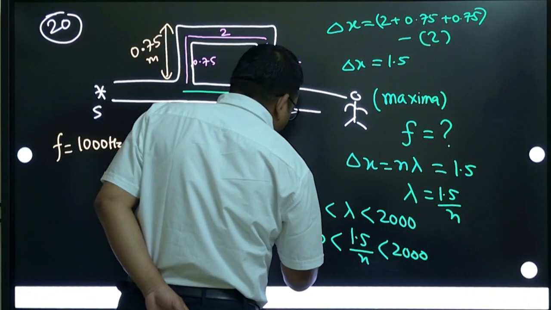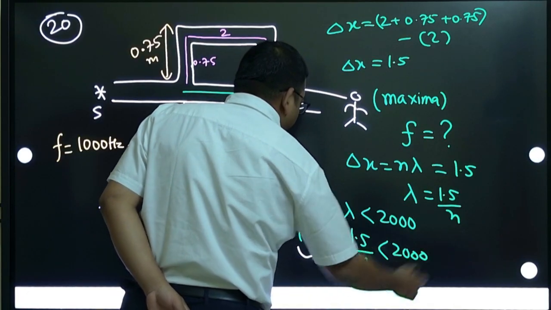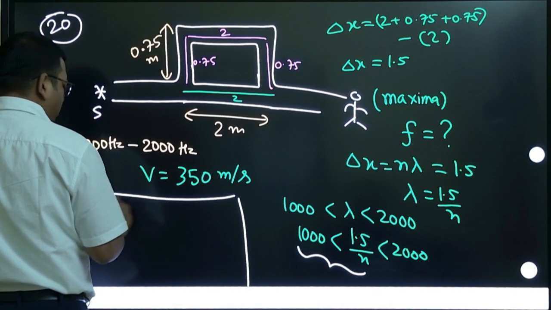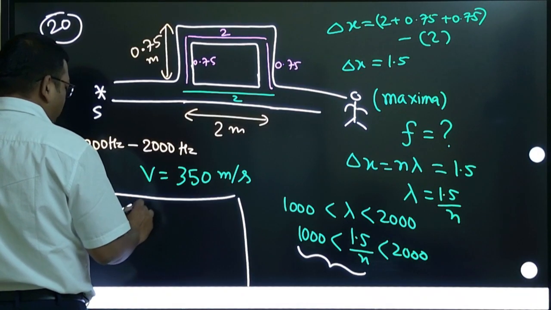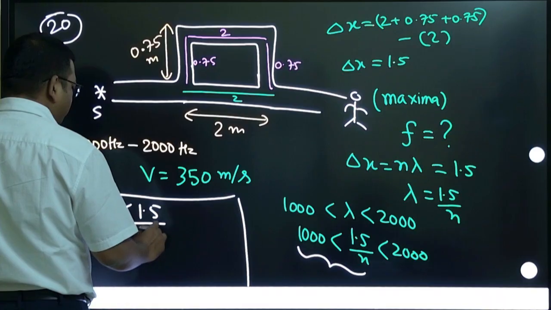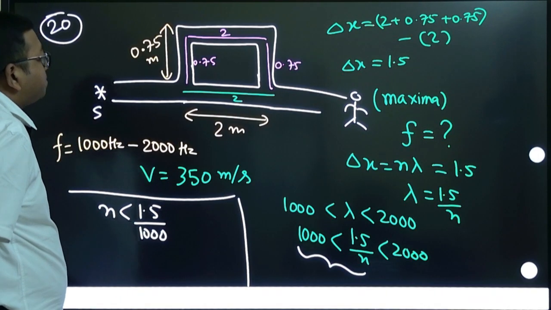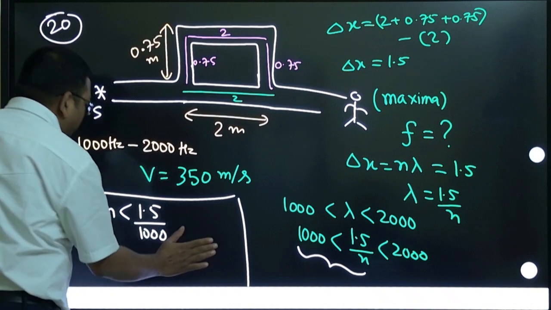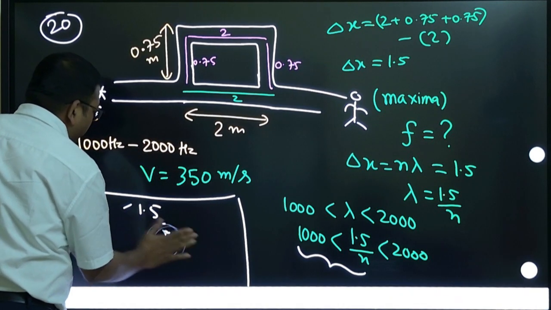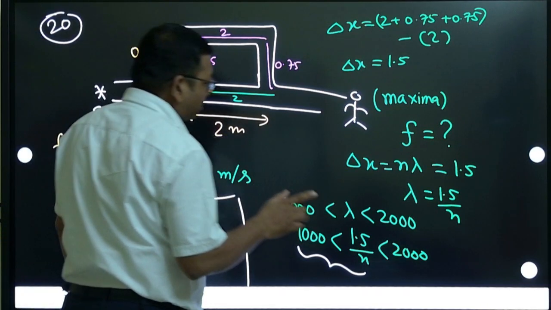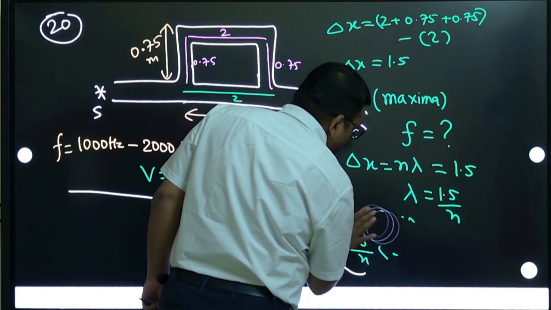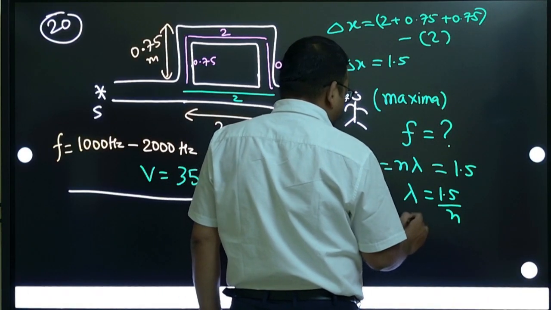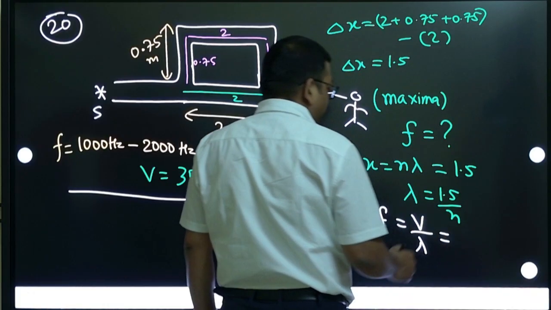Suppose I choose this condition. You can choose either the left side condition or the right side. Suppose I choose the left side condition, then n will come this side. It will become 1.5 by 1000. No, this is not the lambda condition, it is the frequency condition. So lambda is this. What is frequency then? Frequency is speed by lambda. Correct.